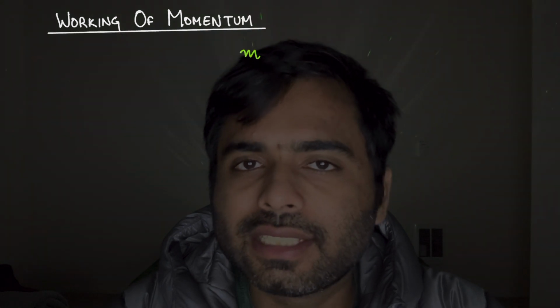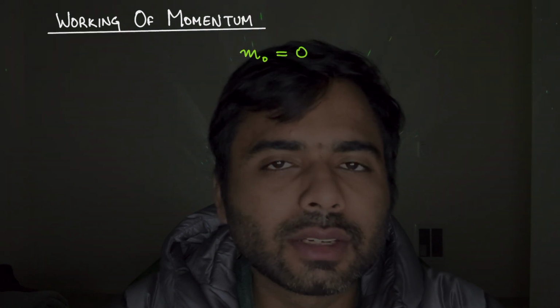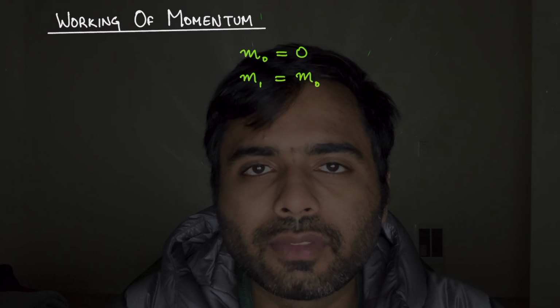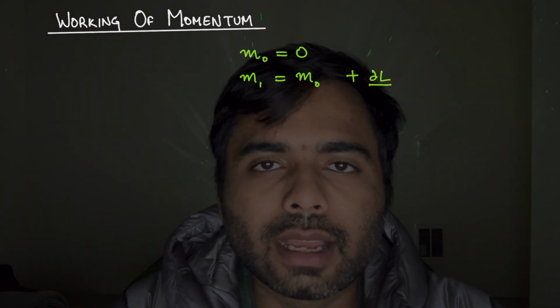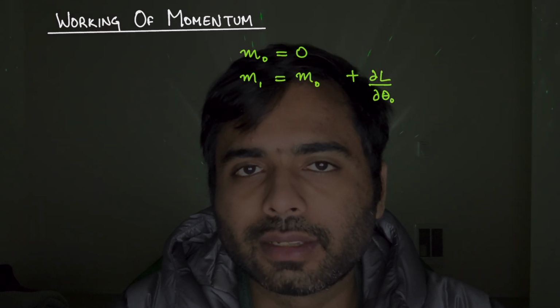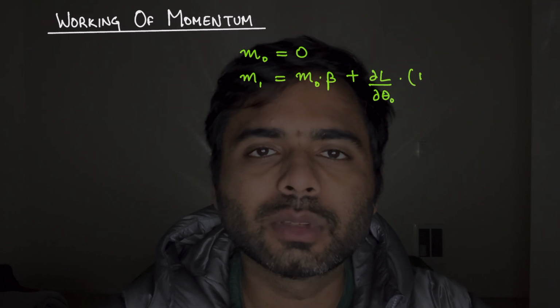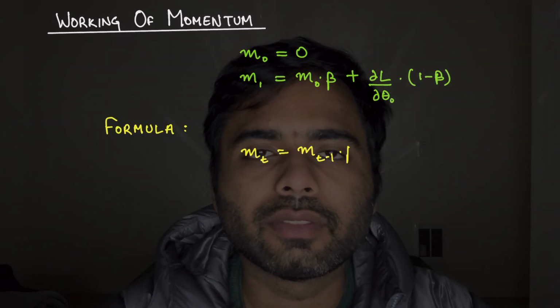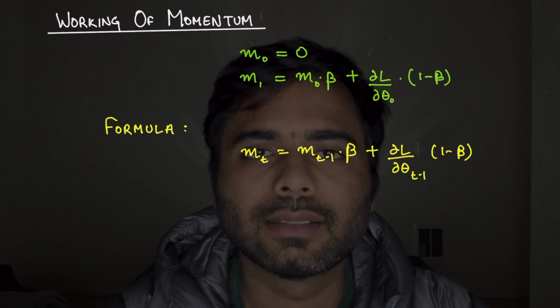Let's dive deep into the workings of momentum. We start with an initial estimate m0, which is generally set to 0. Then at each time step, we update our estimate by using our current gradient and previous estimate. We blend these two values using an exponential factor beta, and the final formula looks like this.